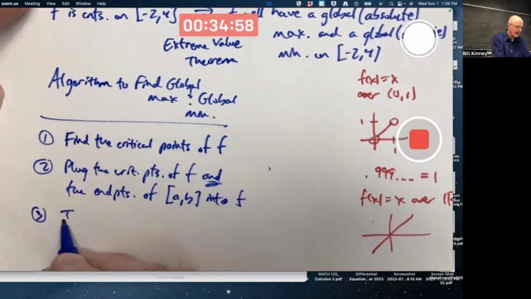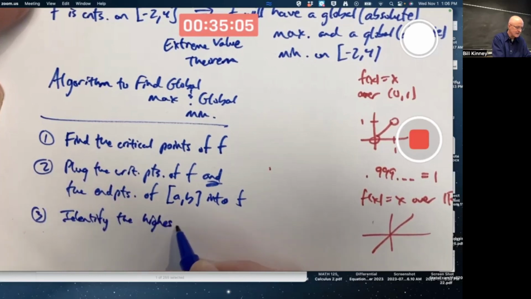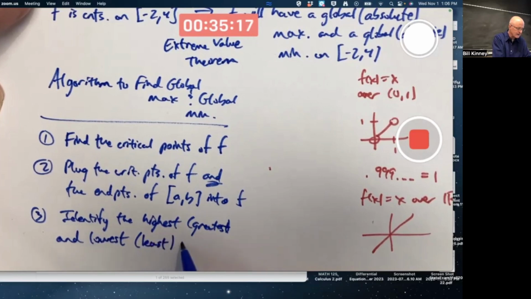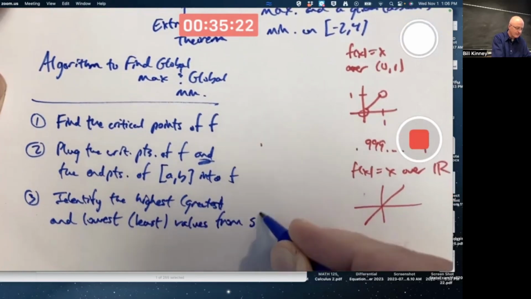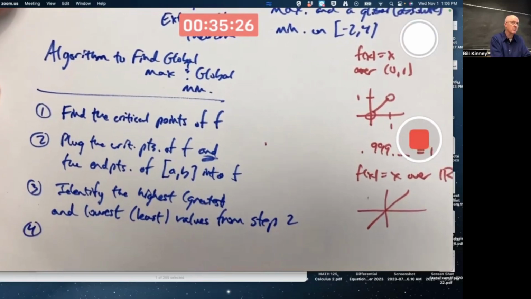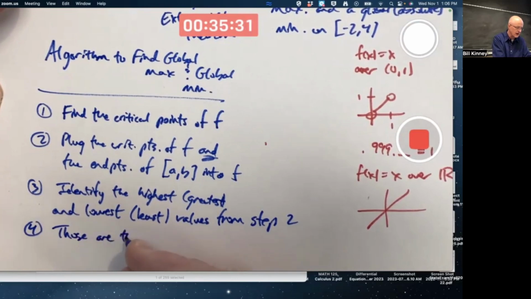Step 3, identify the highest, greatest, and lowest, also called the least, values from step 2, for those are the global max and min values. You're done.